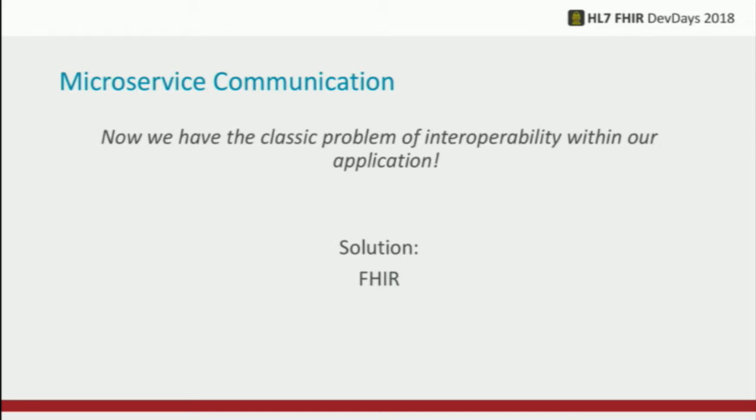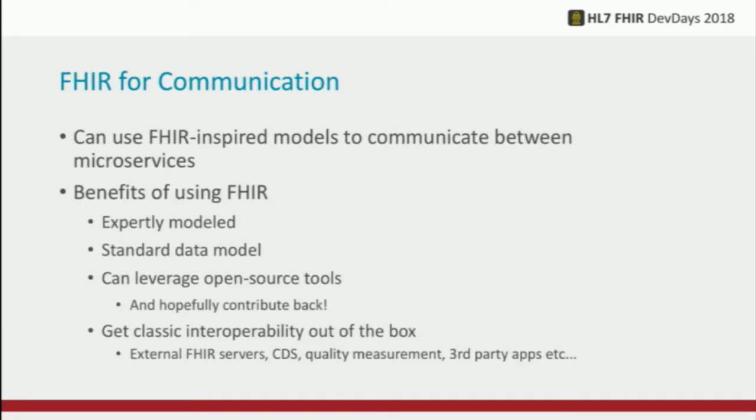And I think we're all bought in here to the solution of that, which is FHIR. So we can use FHIR-inspired models to communicate between microservices. The benefits if we do this are that we can leverage the expertly modeled data model, and it's a standard data model, so you don't have to translate between different services all the time. You can leverage open source tools and then hopefully eventually give back to the community. And then you can get more classic interoperability out of the box. We can just set up a FHIR server and send data to it, have CDS, quality measurement, et cetera.